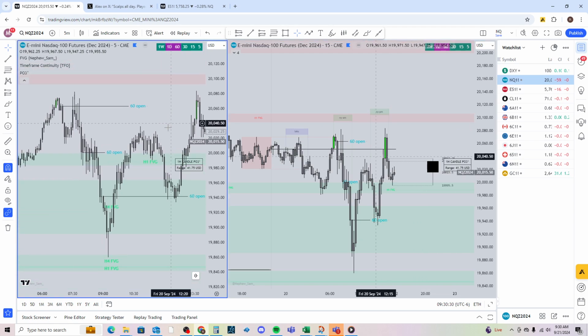This is a strat concept. So I have marked out the 60-minute opens for the first few hours of the day. So 7 a.m., 8 a.m. my time, and 9 a.m. my time. And just showing you how you should be aware of these 60-minute opens with the strat. You can treat each 60 as if it is a daily chart, right?